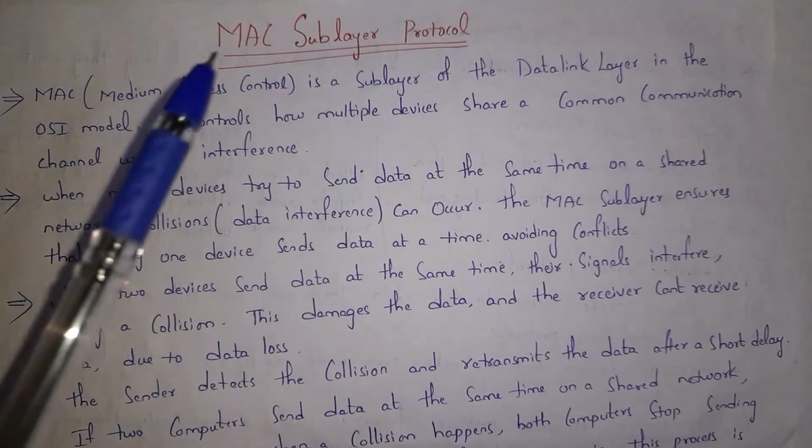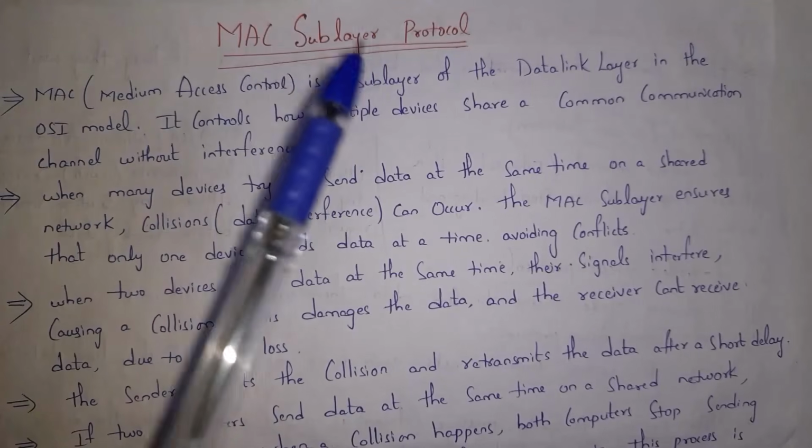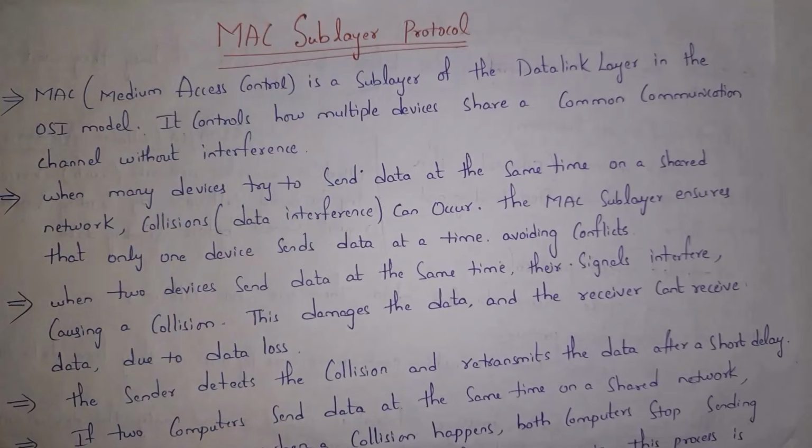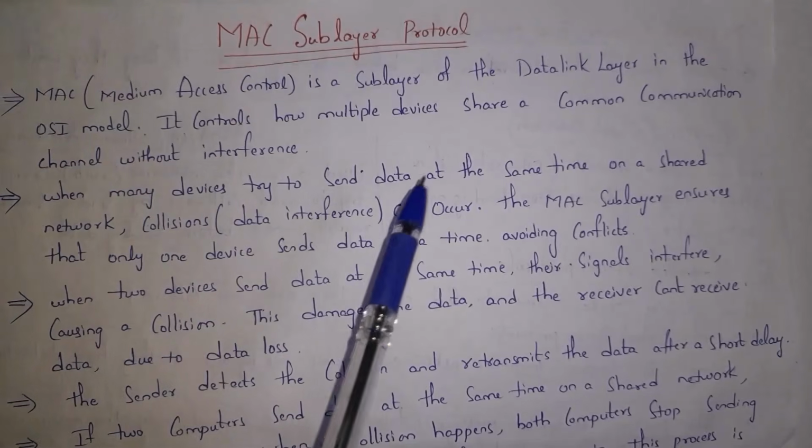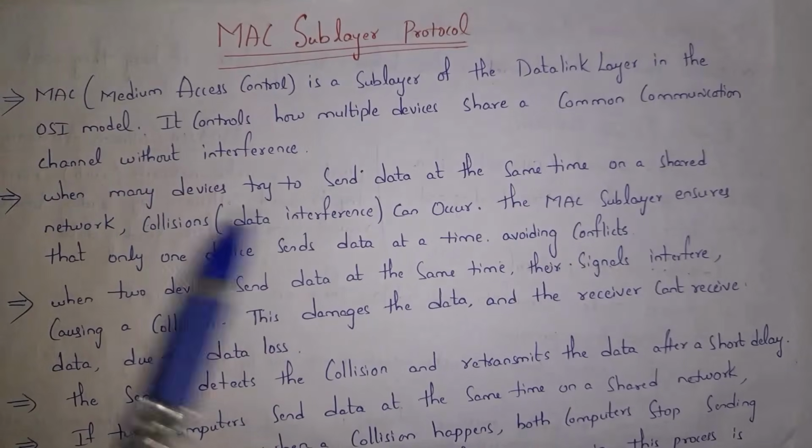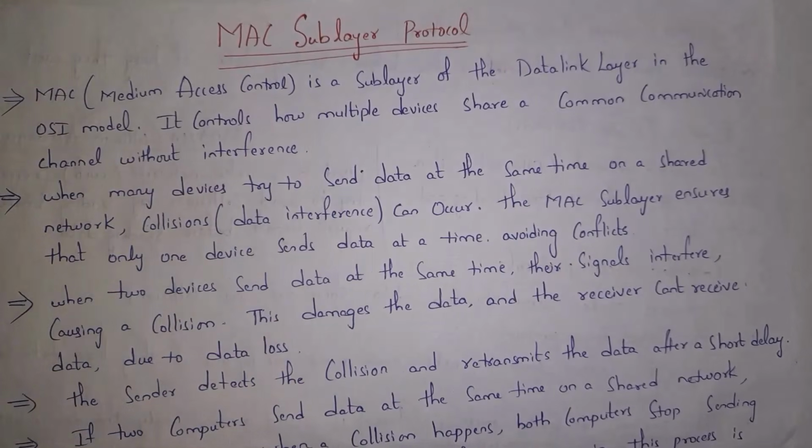It controls how multiple devices share a common communication channel without interference. Communication channel is nothing but single cable. When many devices try to send data at the same time on a shared network, collision can occur. Collision means data interference. So MAC sublayer will ensure that only one device can send data at the same time. So it will avoid collision.